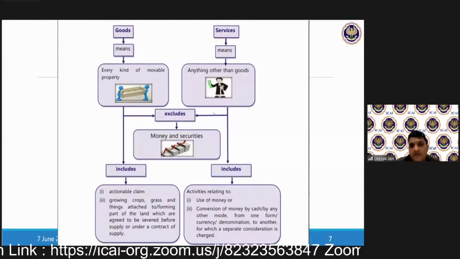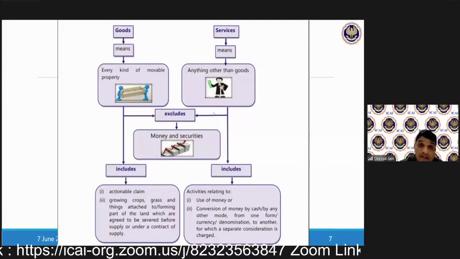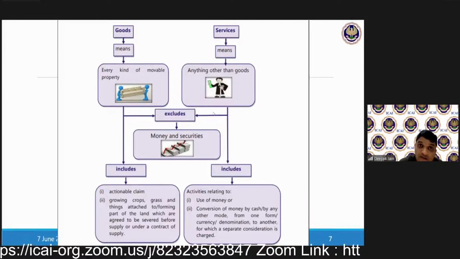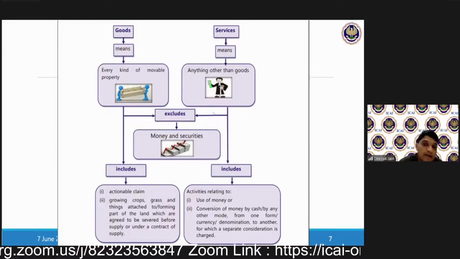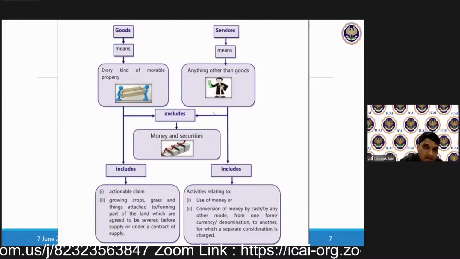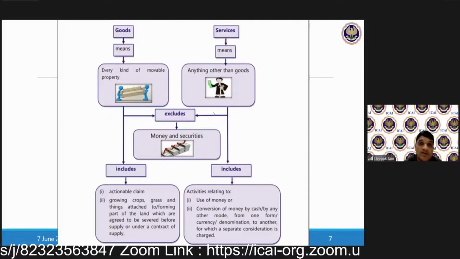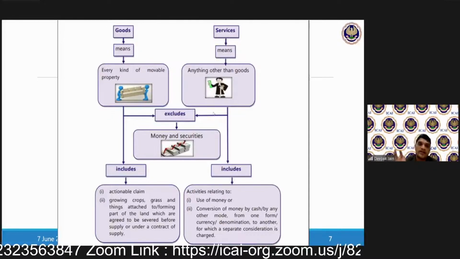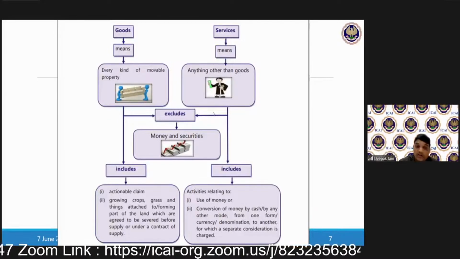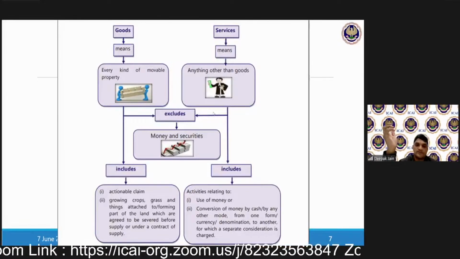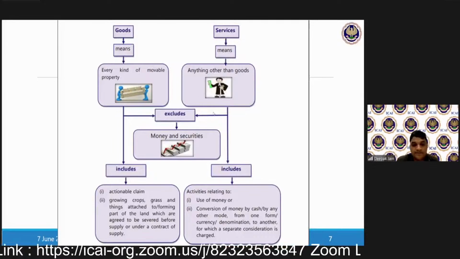Buildings, we have discussed buildings. After completion of that building structure, it is an immovable property. But when you construct a building, it is not an immovable property because it has not yet become an immovable property. That's why under Schedule 2, you'll see that construction of a building is a service. Okay.